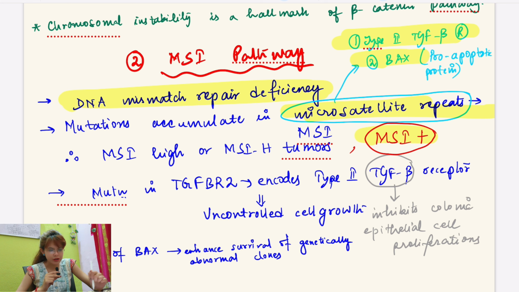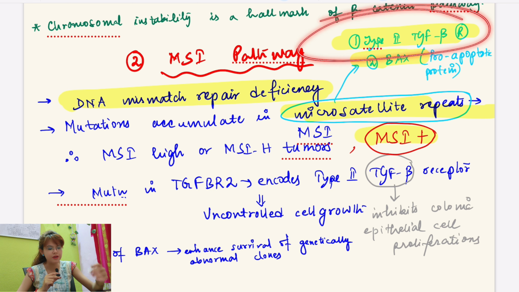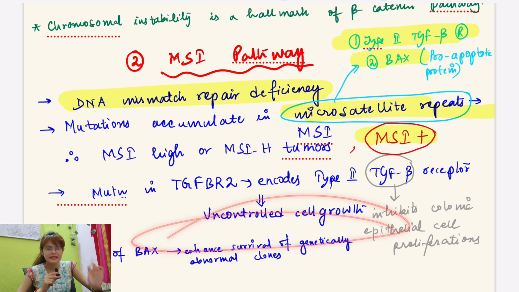I hope that you are able to understand this. I'll just repeat this once more: there are two factors in the microsatellite repeat region, and in this particular MSI pathway there are mutations in the microsatellite repeats. Because of these mutations these two factors are mutated. And what are the two factors? TGF beta receptor type 2. The main function of this normally was to produce the TGF beta type 2 receptor, which inhibited the cell cycle. But now when there is mutation in this receptor, there will no more be production of this TGF beta, and now there is uncontrolled cell growth.